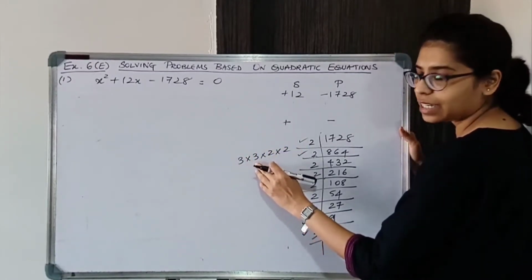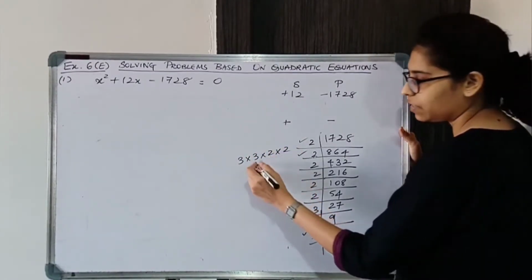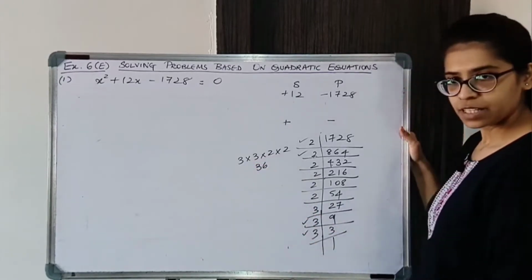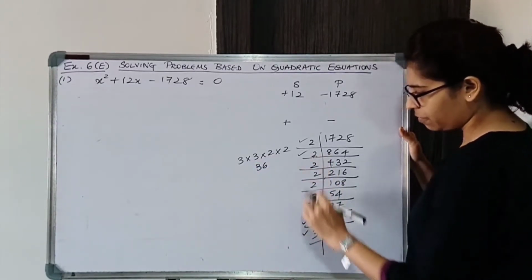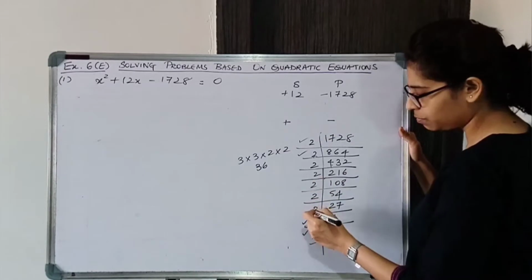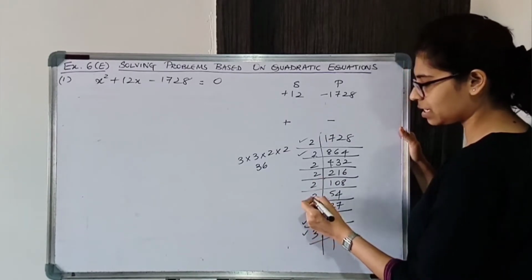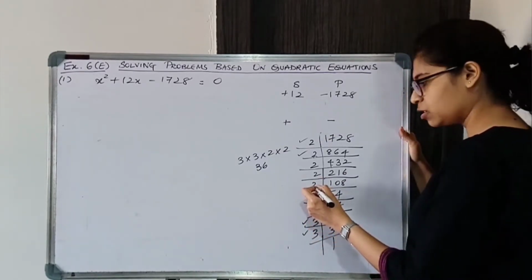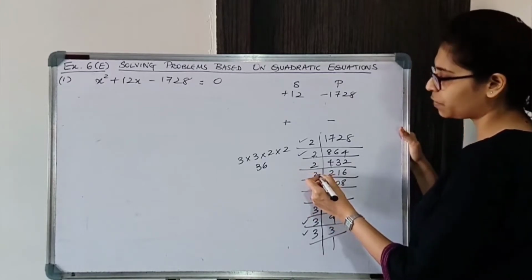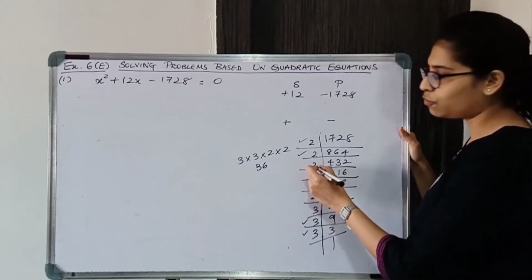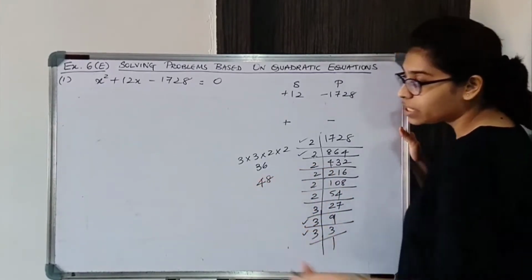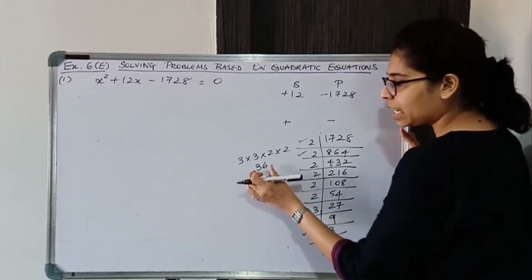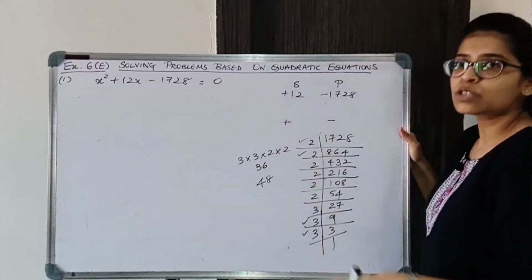So 3 3s are 9. 9 into 4. That will give 36. ठीक है. Let's consider the remaining factors as the other factor. So 3 2s are 6. 6 2s are 12. 12 2s are 24. 24 into 2 is 48. So yes, we are getting 48 and 36 का difference is giving us 12.